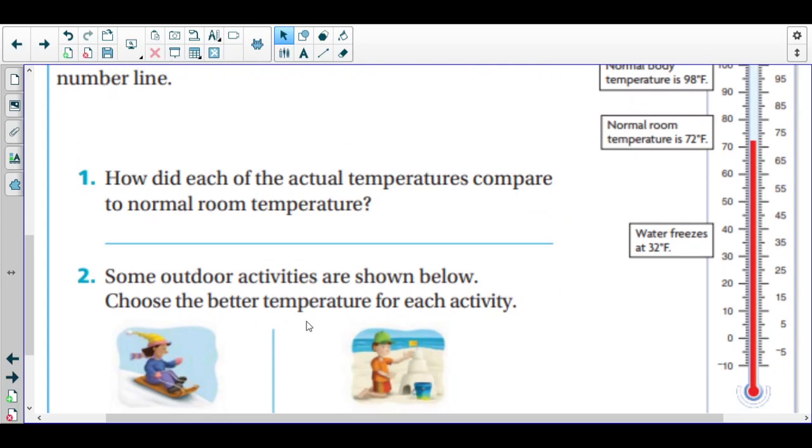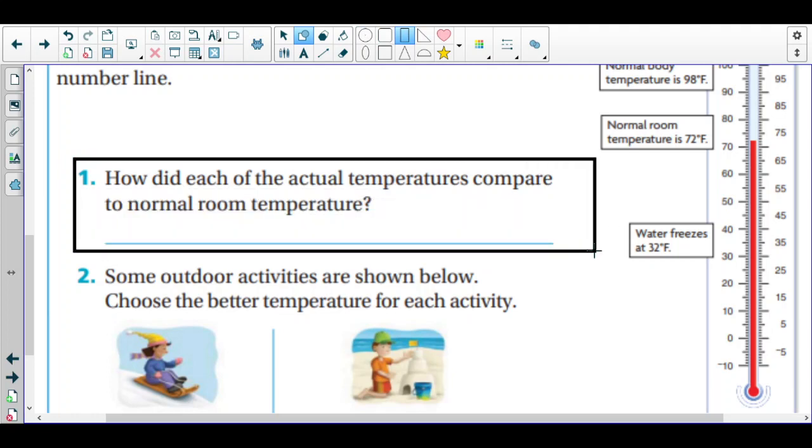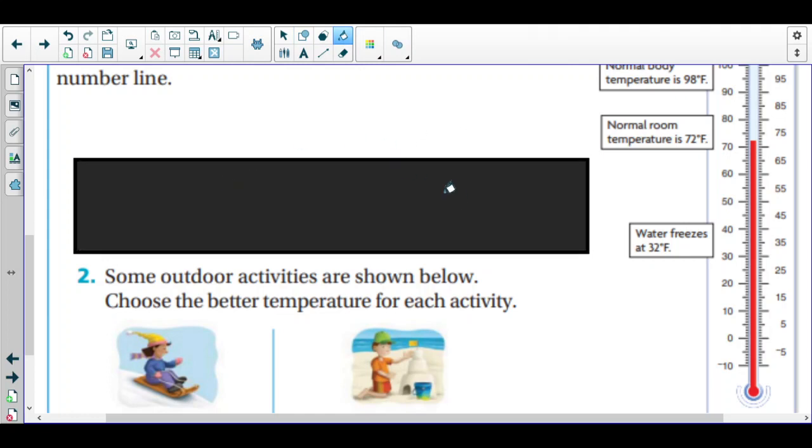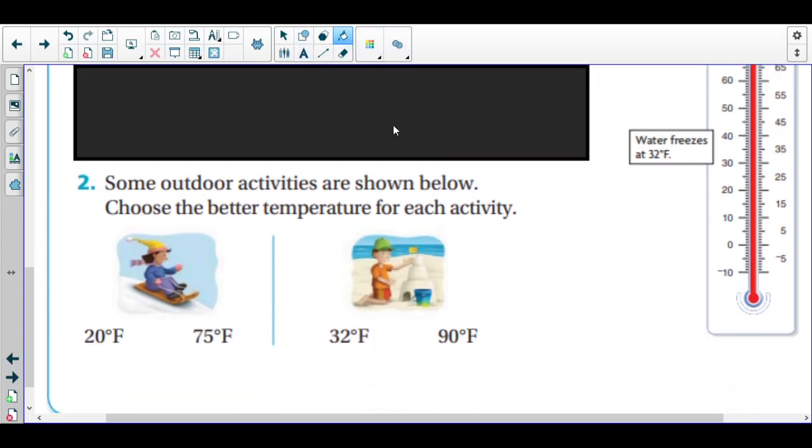And number one, we're not going to be able to do because we had an activity that we were supposed to do with that, and we're not actually going to worry about that right now. So don't worry about number one. We'll just go ahead and block that out. There we go. So see, we're already off to a good start with our assignment here.